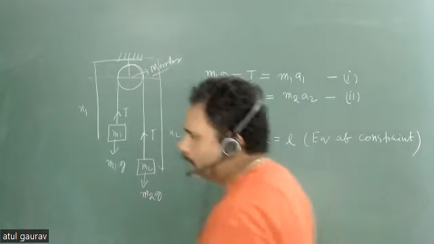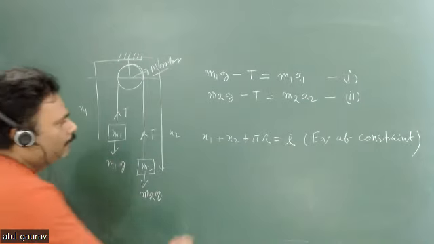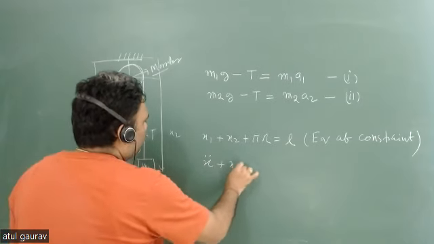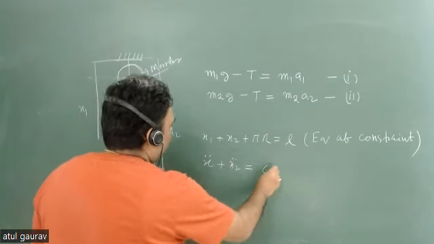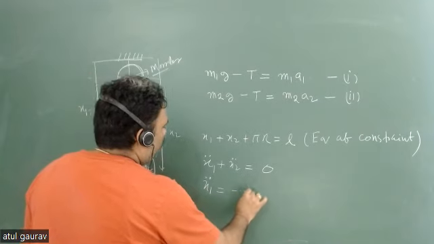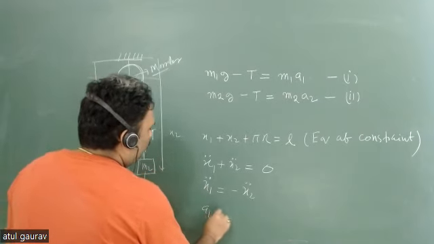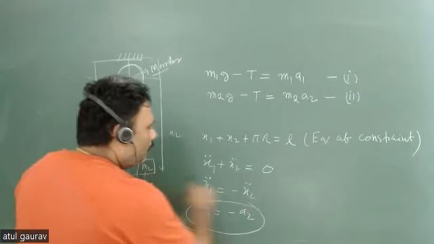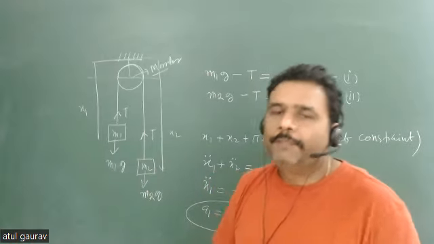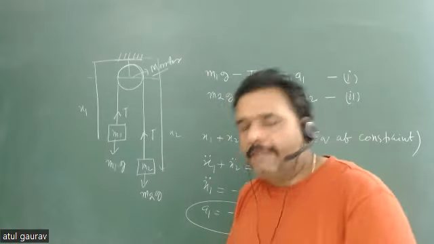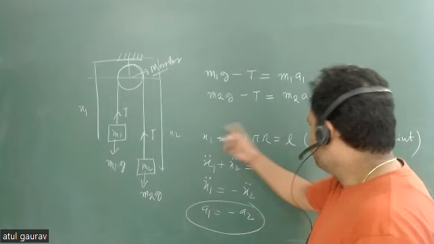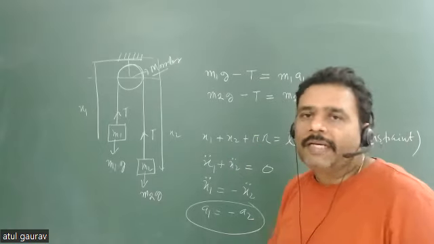If this is your equation of constraint, then you can differentiate it twice. You have x1 double dot plus x2 double dot, and since this length is constant, that value is 0. So x1 double dot is equal to minus x2 double dot, so A1 is equal to minus A2. Mathematically, if A1 is in some positive direction, A2 will be in the negative direction with the same magnitude. This equation of constraint is a very fundamental thing for mechanics.